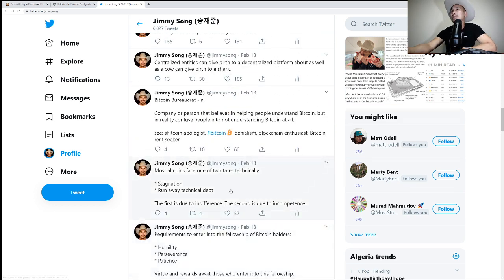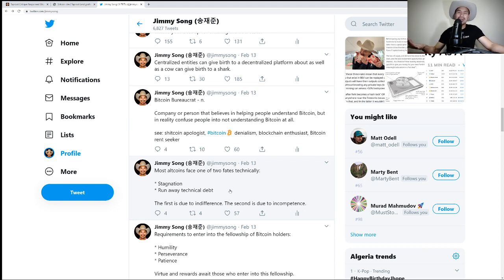That's basically it. Most altcoins face one of 2 fates technically: stagnation, or runaway technical debt. The first is due to indifference. The second is due to incompetence. And this is, again, my observation that a lot of these hard fork coins have died. And why did they die? Well, a lot of them, it was because of stagnation, right? Like they didn't have any more developers that were committed to doing things as the price went down.